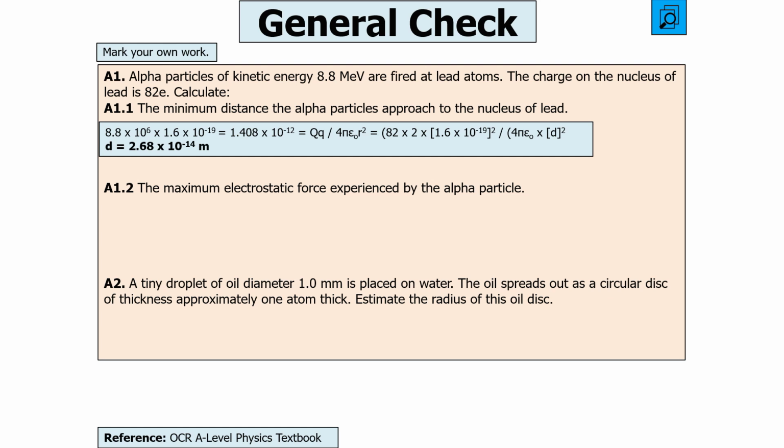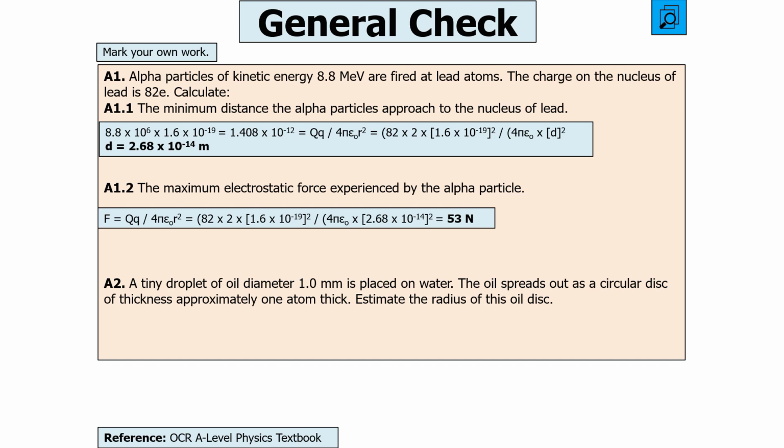So you can work that out by doing 8.8 times 10 to the 6, so mega electron volts into electron volts, times 1.6 times 10 to the minus 19. So that is electron volts into joules. That's going to be equal to the electrical potential energy, so it's 1.4 times 10 to the minus 12. That equals Q1Q2 over 4 pi epsilon 0 r. You make r the subject because you know what Q1 and Q2 are. Remember again that Q for the alpha particle is 2e because there's 2 protons, 2 neutrons, and the value of charge for the nucleus is 82e, as it tells you there, times both by 1.6 times 10 to the minus 19. Work it all through, and d is equal to 2.68 times 10 to the minus 14 meters.